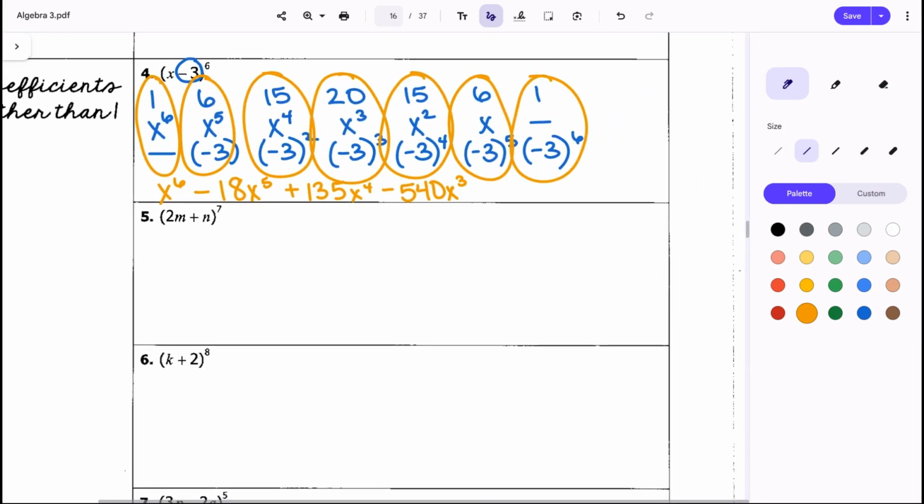Okay, now we've got -3 to the 4th power times a 15. The number's going to get bigger. What's it come out to be? 1,215. Good. And then that's x to the 2nd. And if you need to, especially with these big ones, I would maybe cross off your columns as you're done with them, just so you don't accidentally do the same one twice. Okay, next one, -3 to the 5th power times 6.